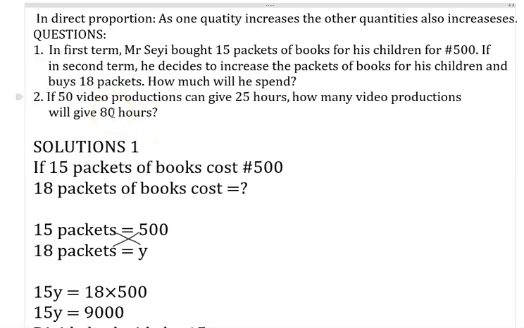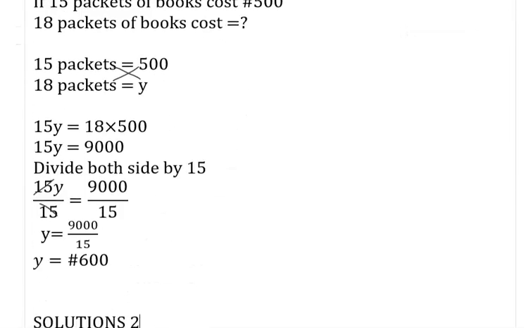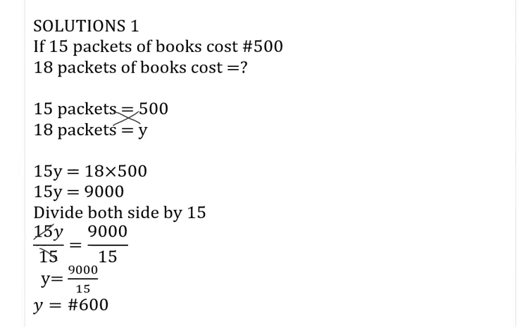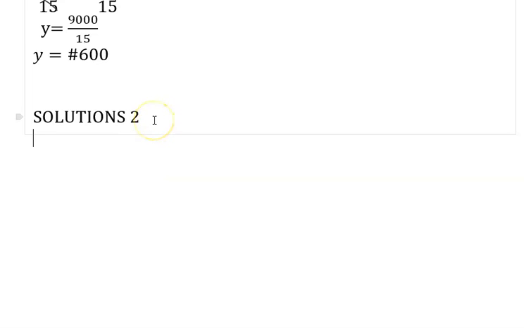Because 50 video productions is giving us 25 hours. Now, how many videos will give us 80 hours? Now that the hours has increased from 25 to 80, that means we'll have more videos then. So let's see, this is direct. As one quantity increases, the other also increases. Okay, let's see what we can do.